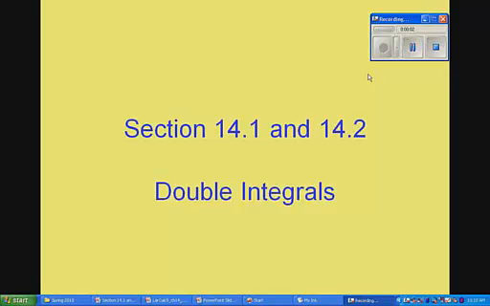Cover section 14.1 and 14.2. And actually, it might be true for the rest of the course that this is kind of the pattern. We kind of cover two sections on Thursdays and one section on Tuesday. That won't be totally true, but that's almost true.